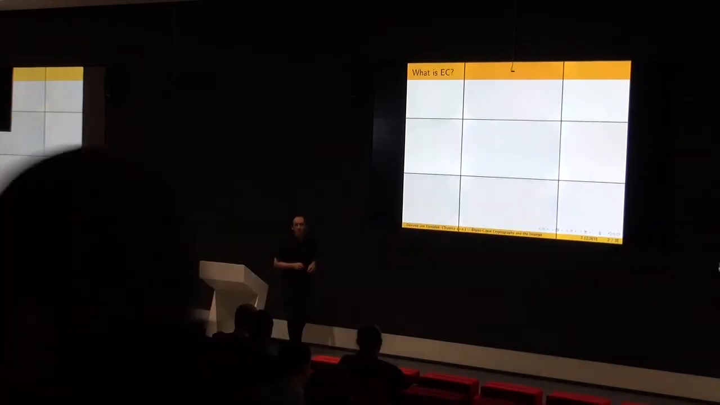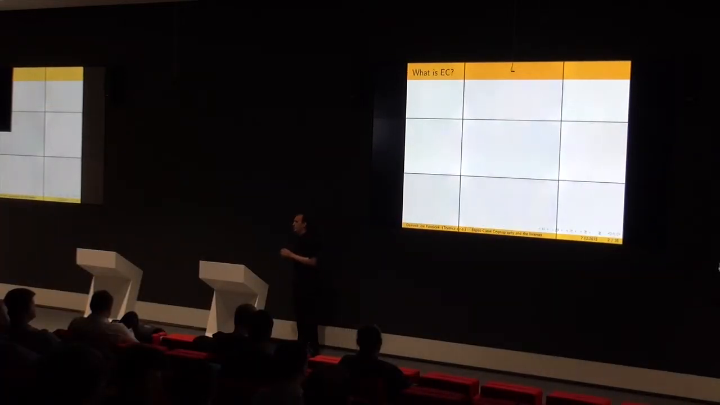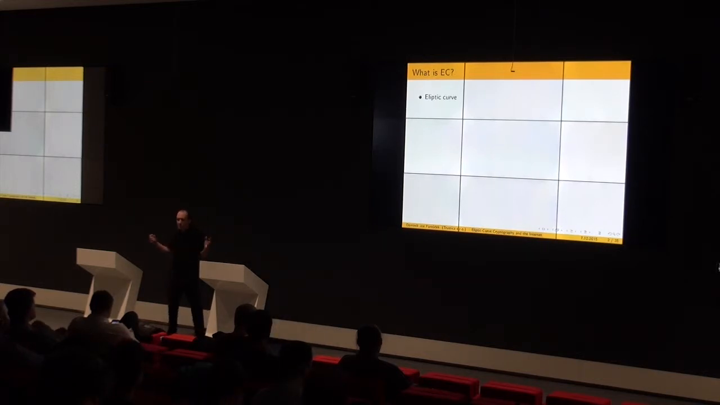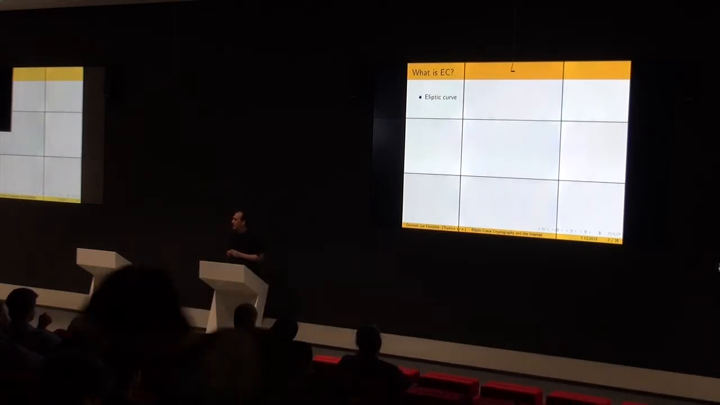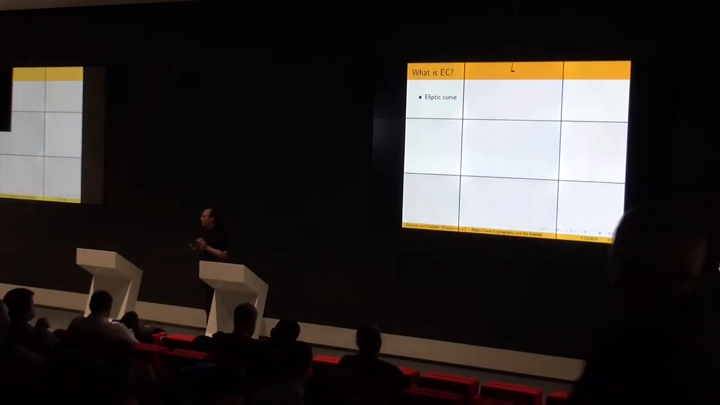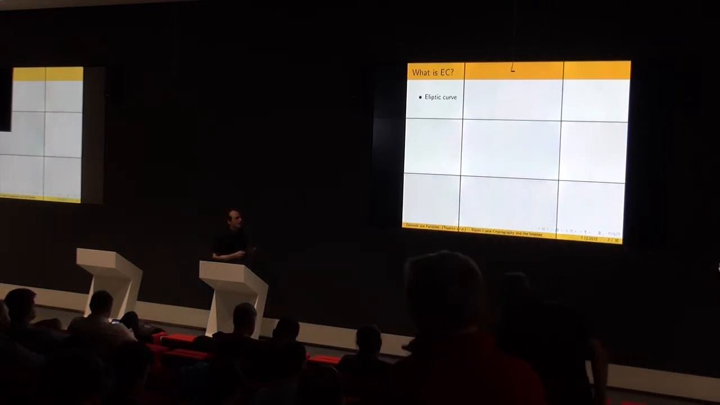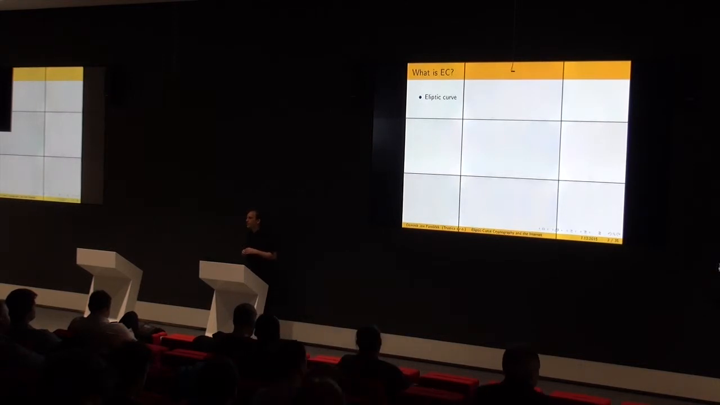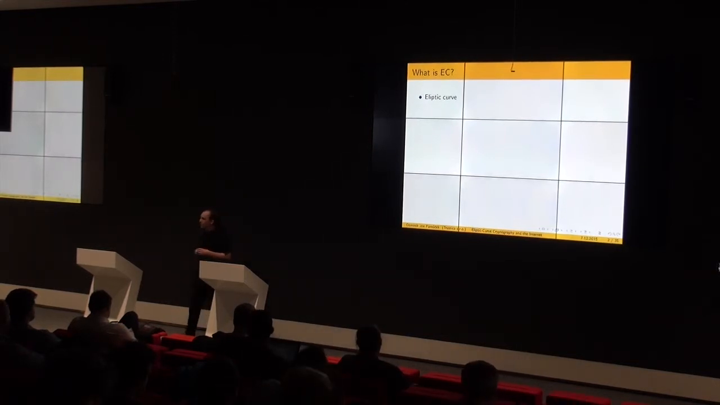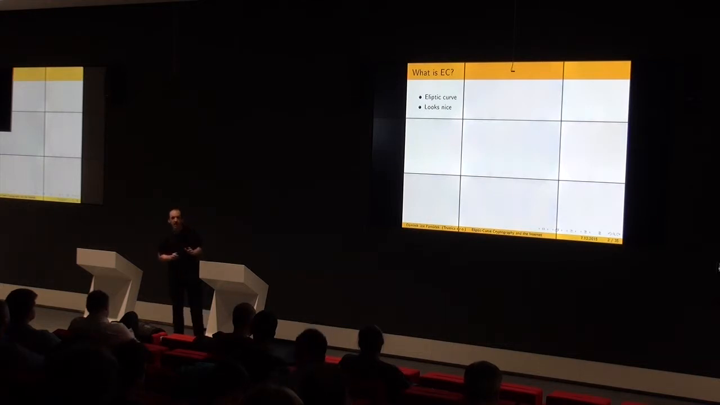What is EC? I think that's the first and foremost question we have to answer. It stands for elliptic curve. What does that mean? What is an elliptic curve? It's a one-dimensional object in a two-dimensional plane. I don't think there are many people here with strong algebraic background. So let's just say it's an object which has certain nice properties. First and foremost, it really looks nice.